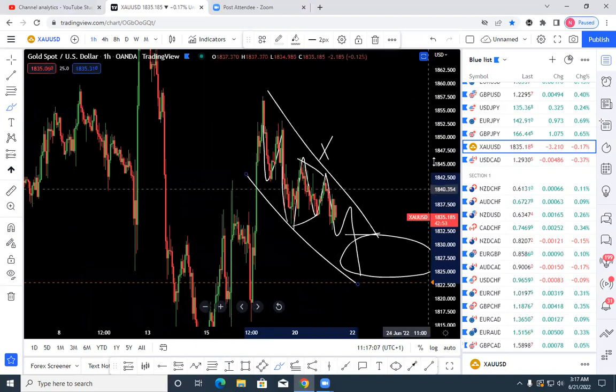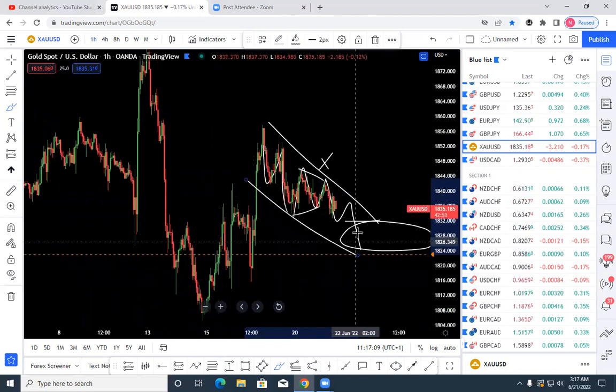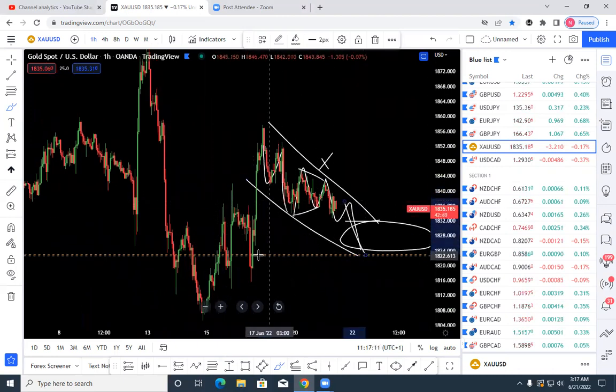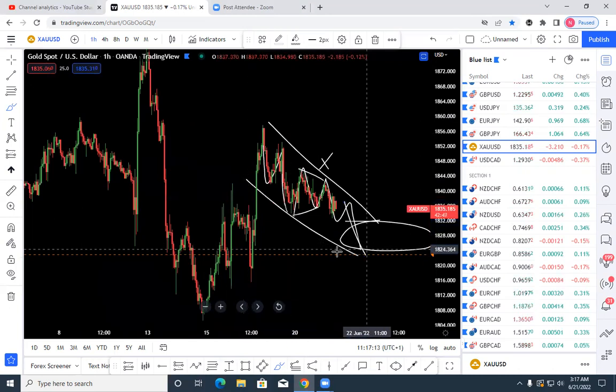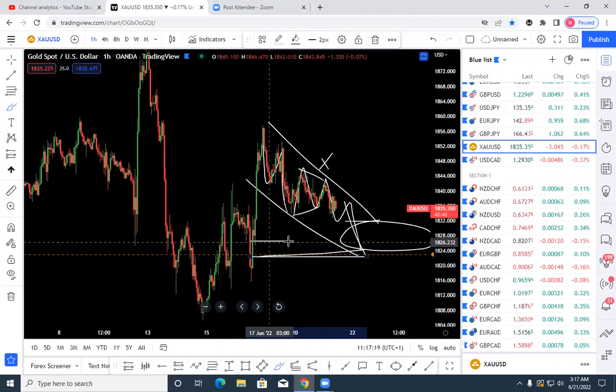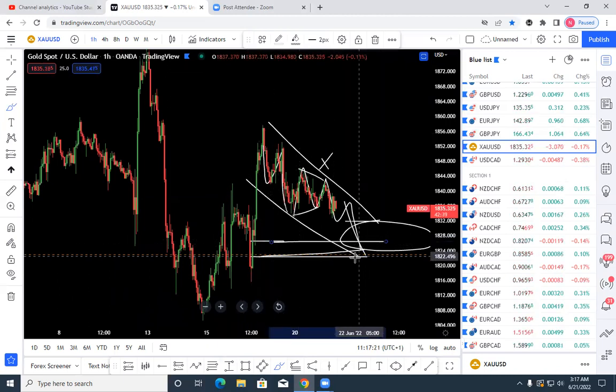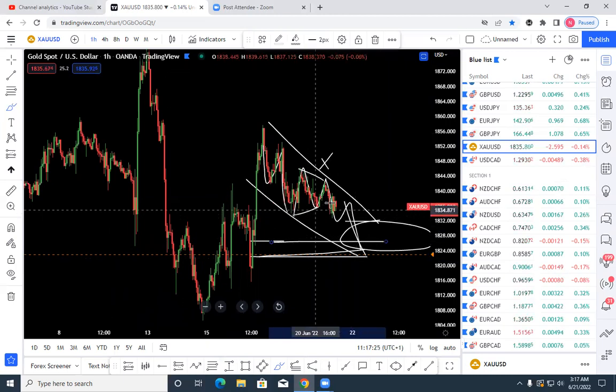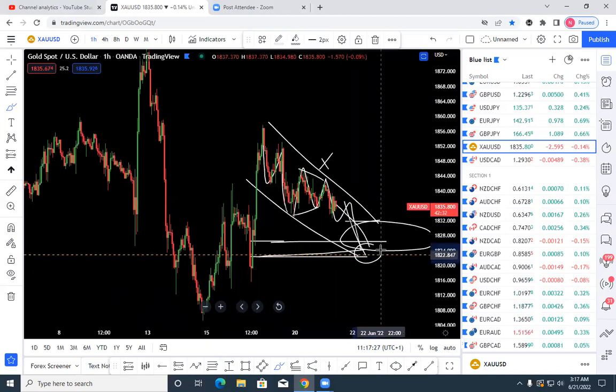And when a market completes a corrective structure and comes to this area, what happens? Look left. That's the 4th rule. Look left. Do you have a demand area here? Yes. So go and watch this level between 1822 and 1826. So gold is likely to make a move from here, boom, to the upside.